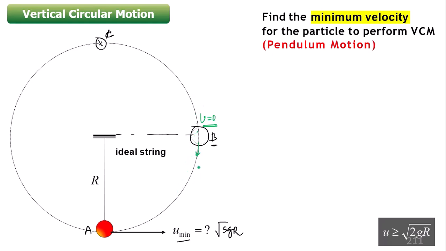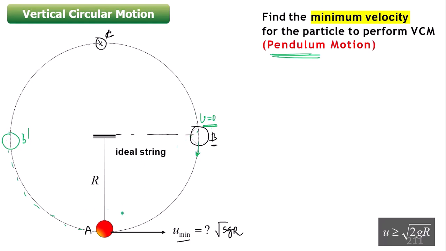So coming back means it will cross the point A again in the downward motion, and on the other side it will reach another point B over there. So that means this is a kind of pendulum motion. It will oscillate like this. That's why the statement of the problem is: you are asked to calculate the minimum velocity for the particle to perform a pendulum motion. That means the condition for this is that at point B your velocity should be 0.